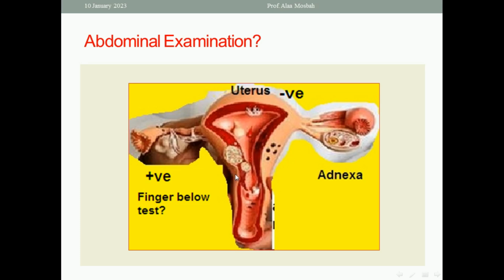So as you see in abdominal examination, we said the position of the mass: midline with uterine, lateral with adnexal. Consistency: hard or solid more with uterine, cystic more with adnexal. Finger below test: I can insinuate my finger below the mass in adnexal ovarian mass, but not in uterine mass.